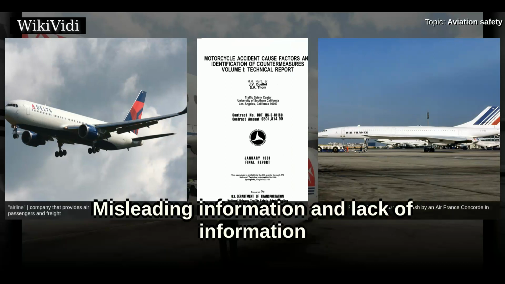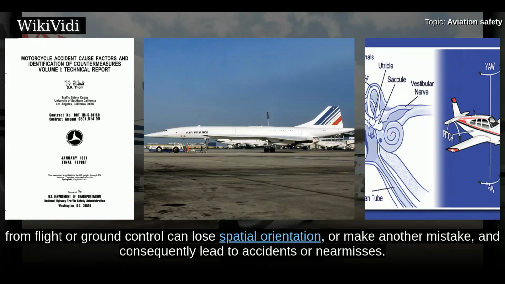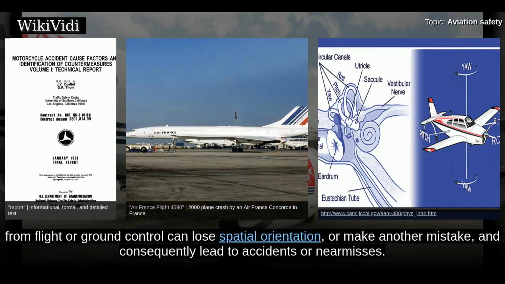Misleading information and lack of information. A pilot misinformed by a printed document, reacting to a faulty instrument or indicator, or following inaccurate instructions or information from flight or ground control can lose spatial orientation, or make another mistake, and consequently lead to accidents or near misses.